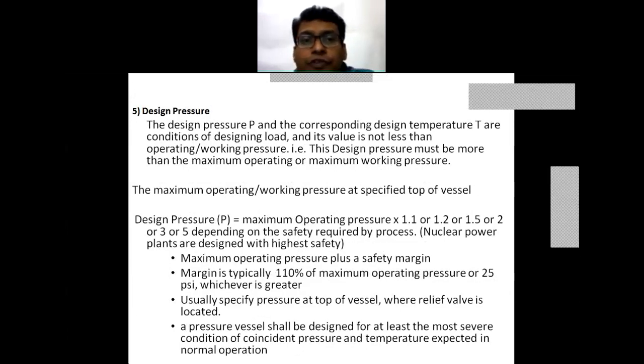consideration. Then the design pressure, which is the most important terminology. The design pressure and the corresponding design temperature are the conditions of design loading, and its value is not less than the operating working pressure. That is, this design pressure must be more than the maximum operating or maximum working pressure.